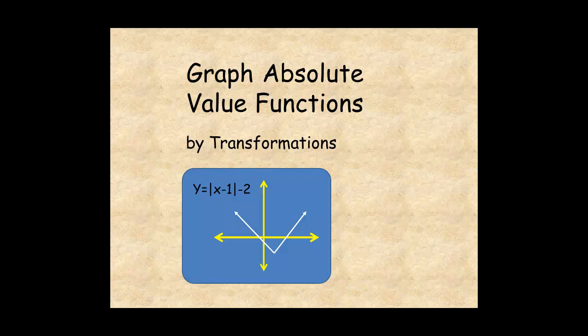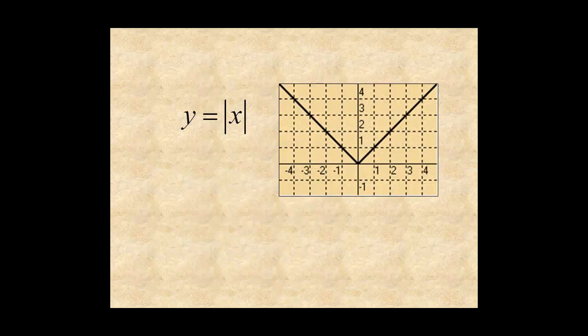This lesson shows how to graph the absolute value function by transformations. The graph of the absolute value function is a V-shaped figure opening upward. The base of the V is called the vertex. The lines on either side of the vertex are the legs. The right leg has a slope equal to 1. The left leg has slope equal to negative 1.